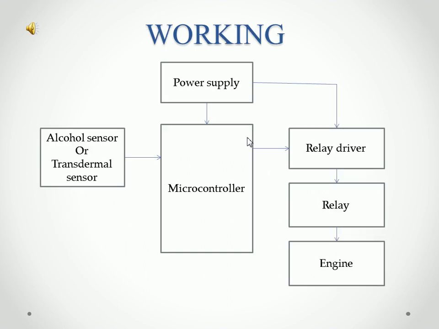Coming to the working, the input for the system is from the alcohol sensor or transdermal sensor. The microcontroller keeps looking for the output from these sensors. When alcohol is detected, the alcohol sensor or transdermal sensor will pass an input to the microcontroller that alcohol is detected. Then the microcontroller, by using the relay driver, will pass an instruction to the relay that alcohol is detected. Then the relay is used as a switch to stop the engine.